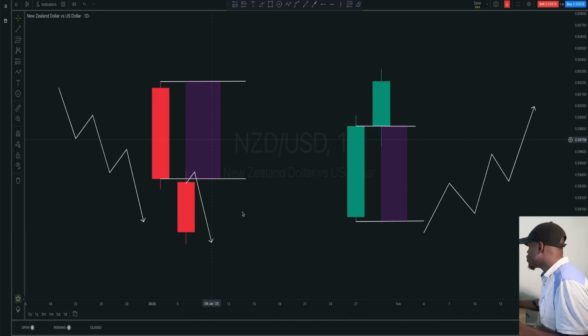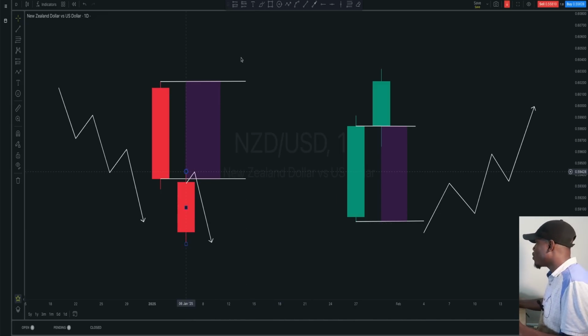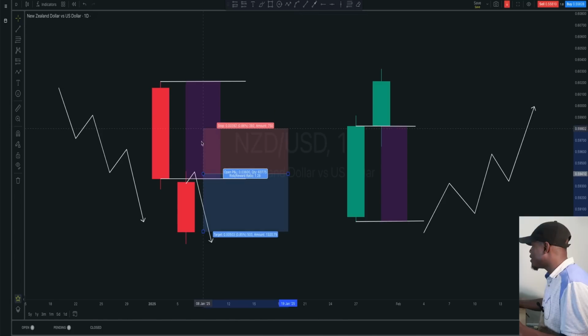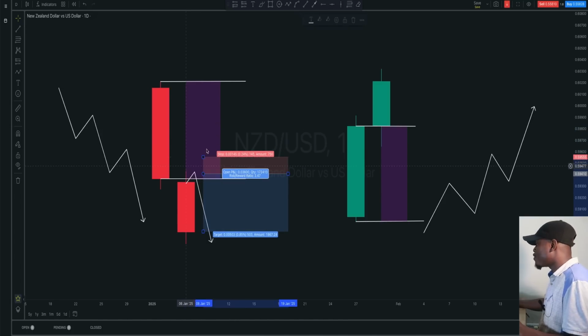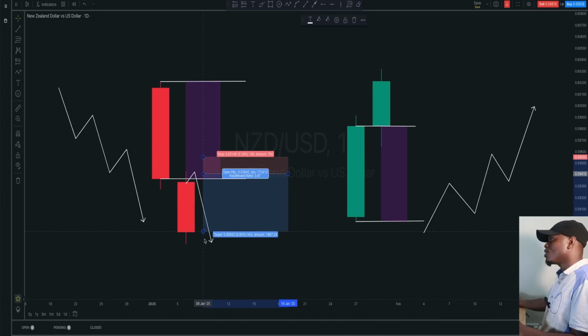So that is what you do for a bearish setup. So this is what you do. Then you look for your sells within this area here, and then your stop loss can be within previous areas of structure around that area.